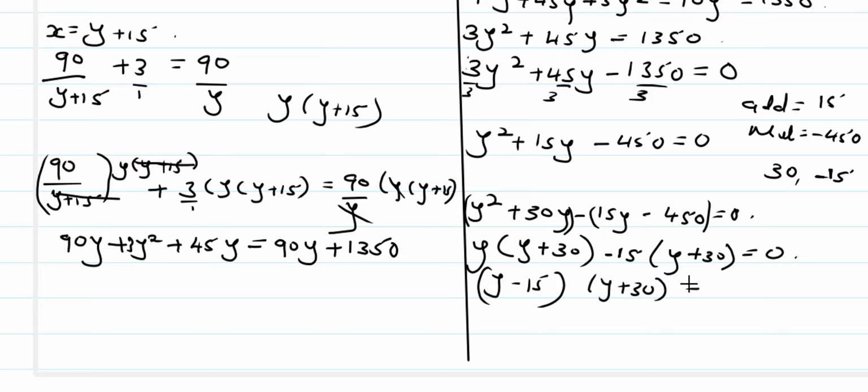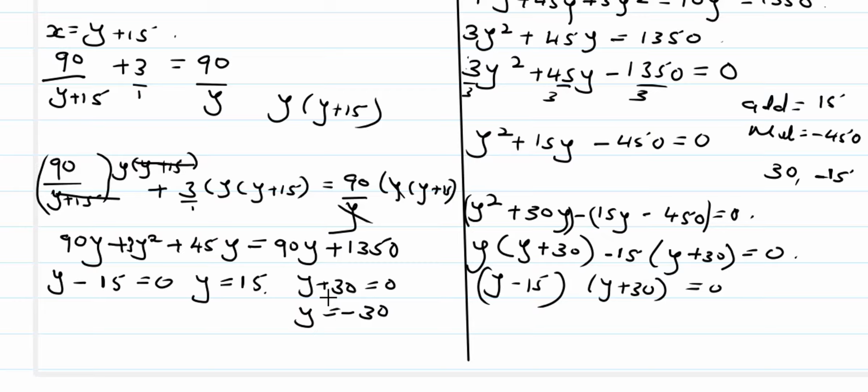Either of them should total to 0. So if I open the brackets, let me open them here, then I'll say y minus 15 is equal to 0, which means y is equal to 15, and also y plus 30 is equal to 0, which means y is equal to negative 30. Then in this case, we don't have a negative speed, so we cancel this one and remain with this speed, which is positive. y is equal to 15 kilometers per hour.